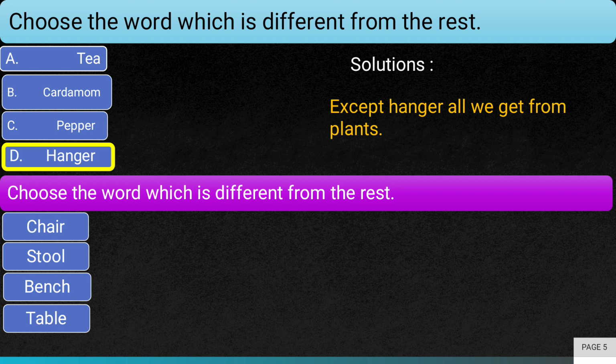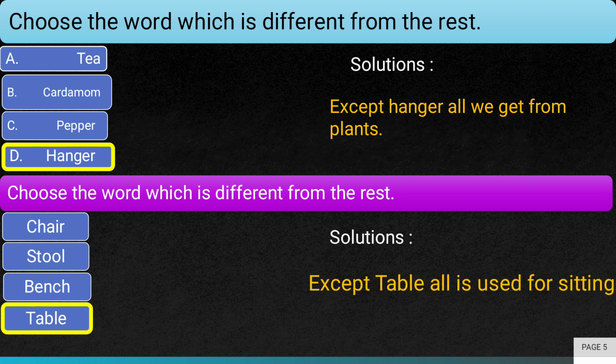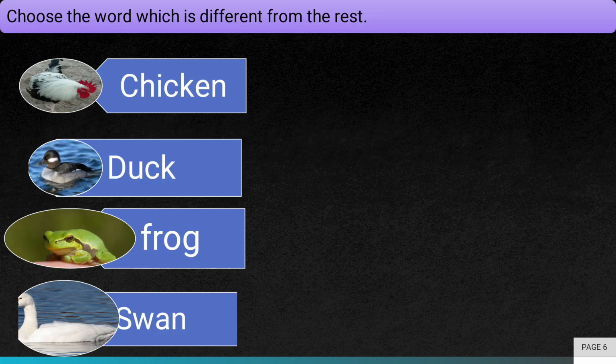Here the next question is, choose the word which is different from the rest. Chair, stool, bench, table. If you read it carefully, you will notice there is a connection. Chair is used for sitting, stool is used for sitting, bench is also used for sitting. But what about table? No, we don't sit on a table, right? So table is different from all. I think it's clear to all of you. Moving to the next slide.